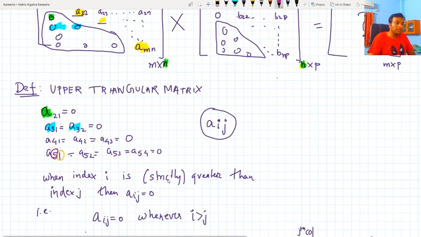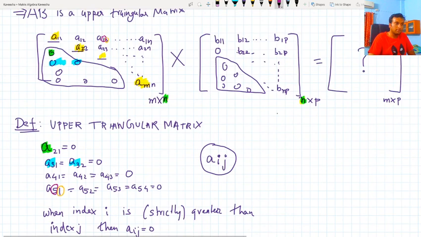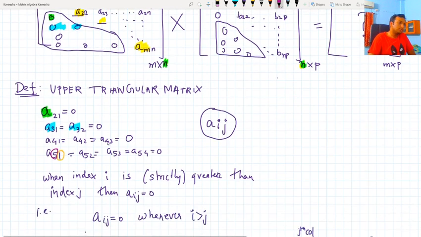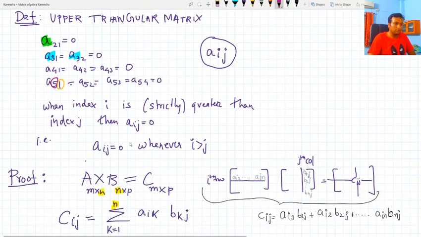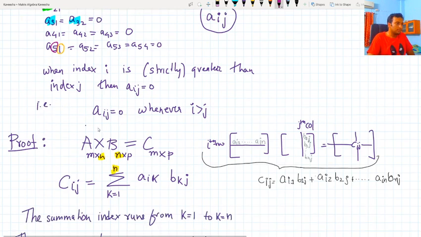I should be strictly greater than the index j. Why I mention strictly is because if it is equal, we are looking at diagonal elements, the elements on the diagonal. So the elements on the diagonal are not zero. For an upper triangular matrix, everything below the diagonal is zero. So the definition boils down to Aij is zero whenever i is greater than j.